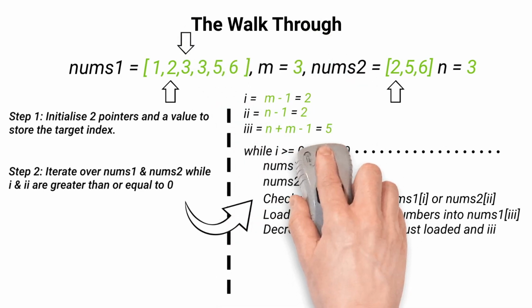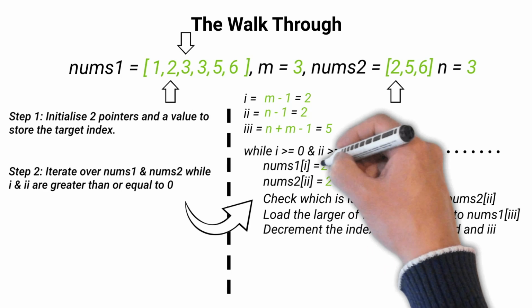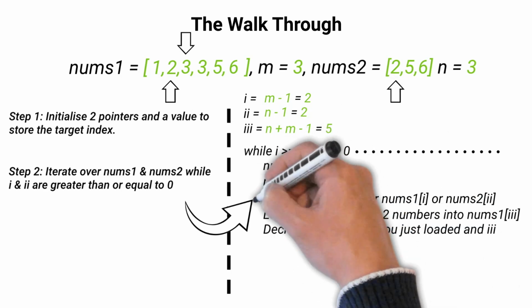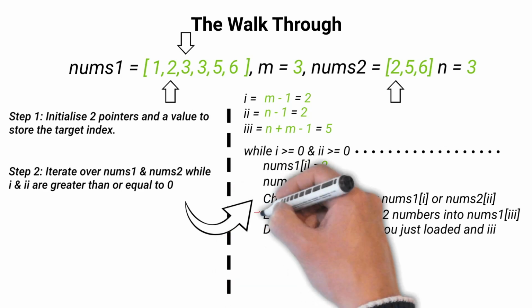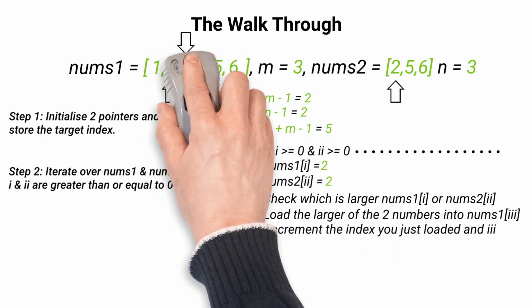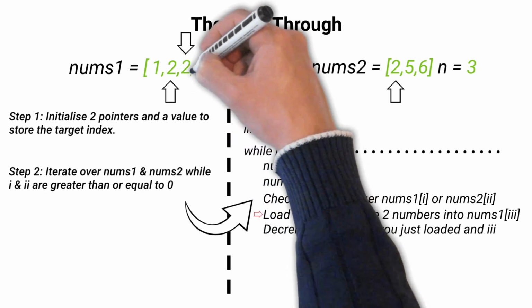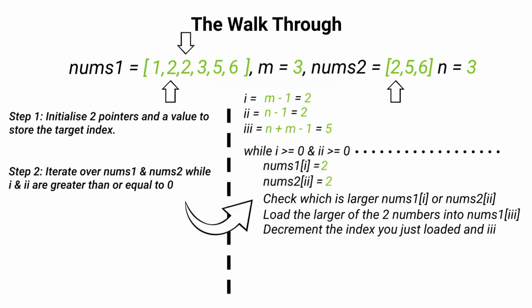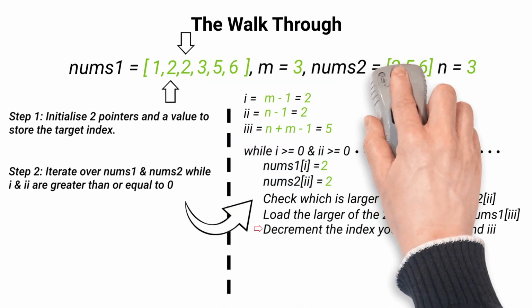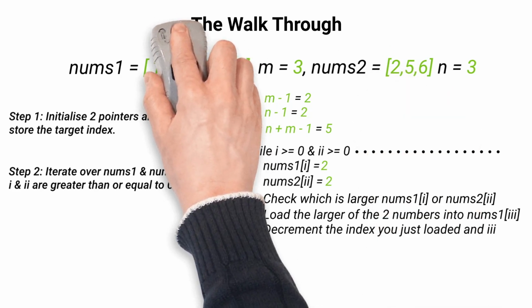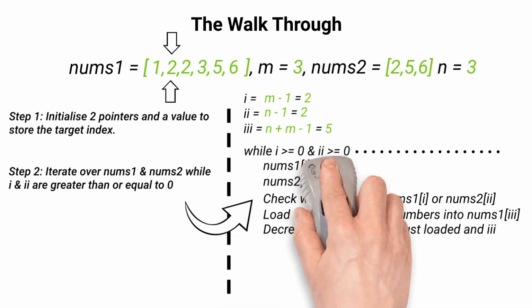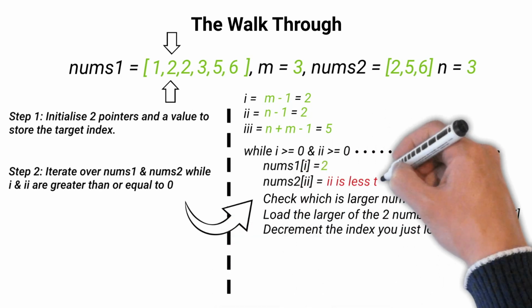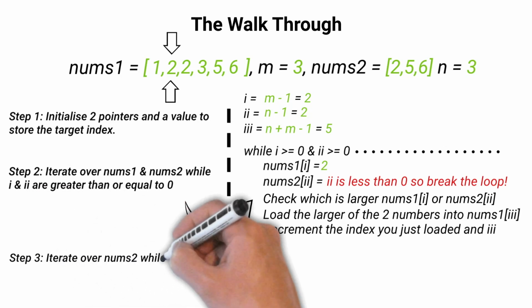We'll update nums1 and set it equal to 2. Check which is larger, nums1 or nums2. Load the larger of the two numbers into nums1[iii], which is going to be 2. And then we need to decrement the index that we just loaded. So we can now see we've got to the end of nums1. So i is less than 0, so break this loop.